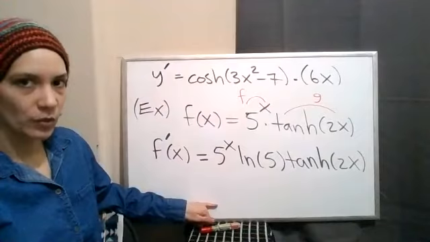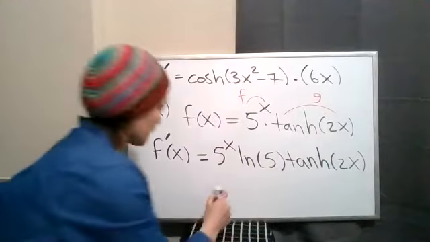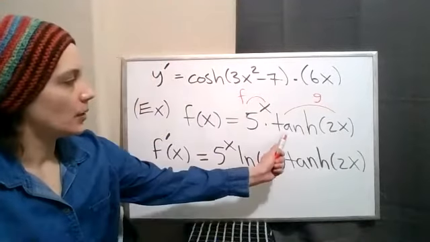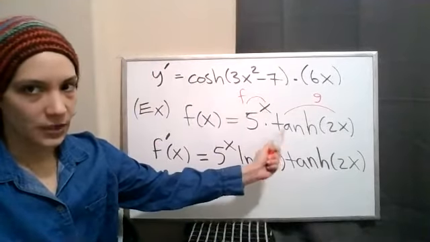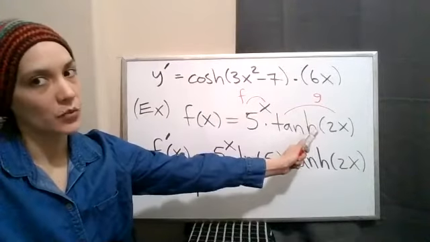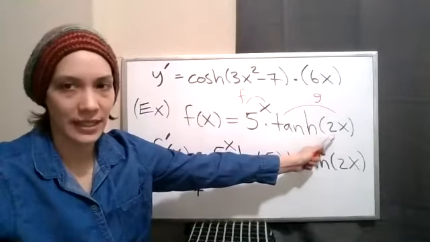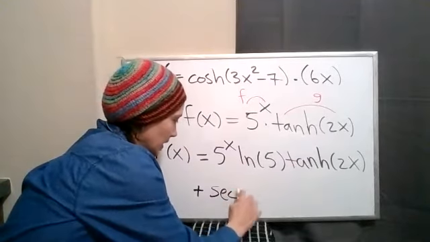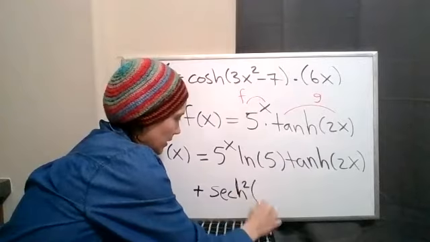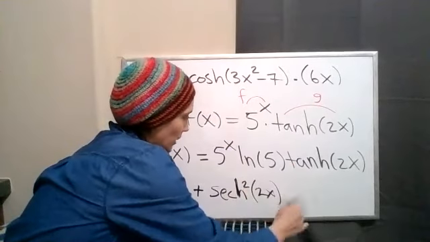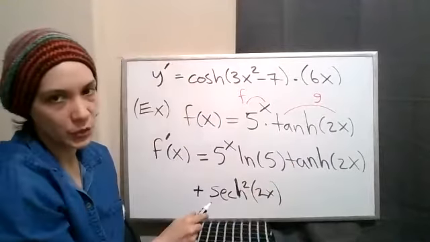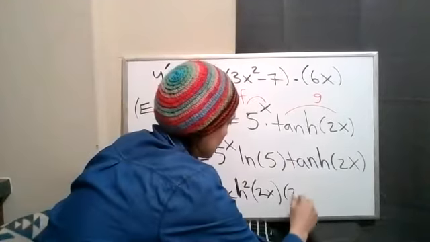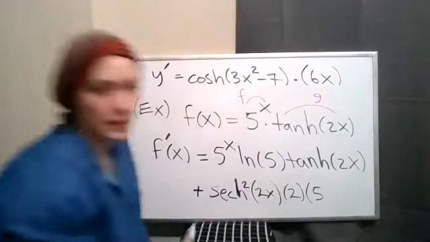Add this other term, g prime times f. G prime. So hyperbolic secant squared of 2x. And it's chain rule where we multiply by the derivative of 2x. So hyperbolic secant squared 2x multiplied by 2, and then multiply by the function f. So 5 to the x.